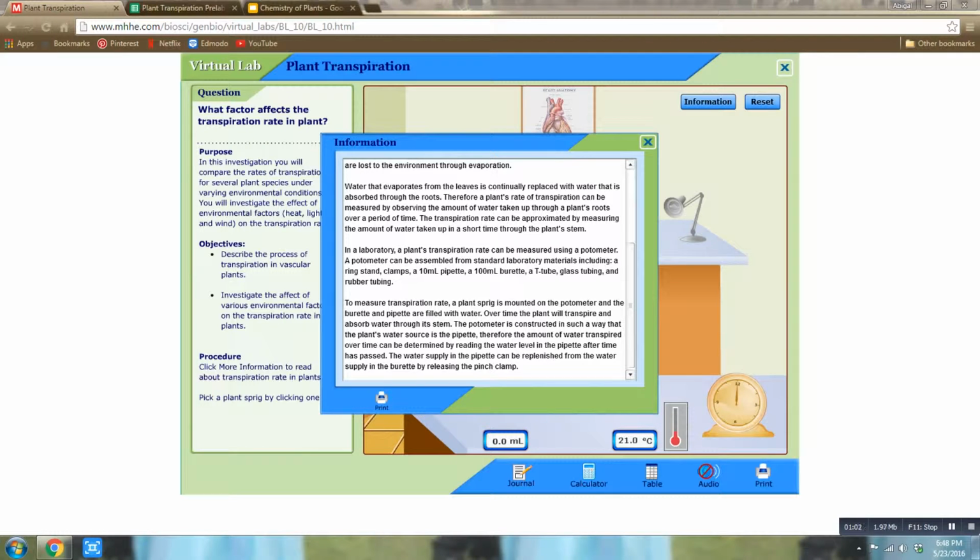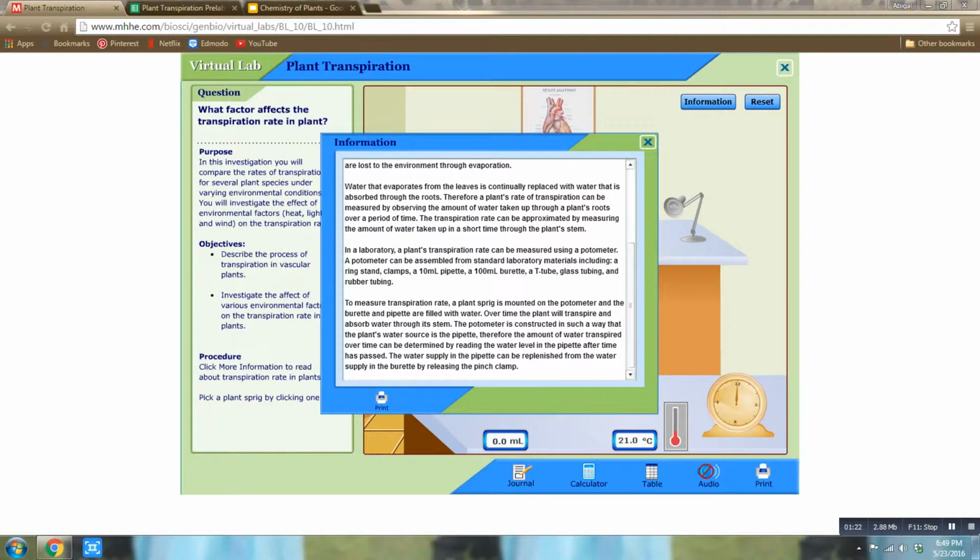The transpiration rate can be approximated by measuring the amount of water taken up in a short time through the plant stem. In a laboratory, a plant's transpiration rate can be measured by using a potometer. A potometer can be assembled from standard laboratory materials including a ring stand, clamps, a pipette, a burette, a T-tube, glass tubing, and rubber tubing.